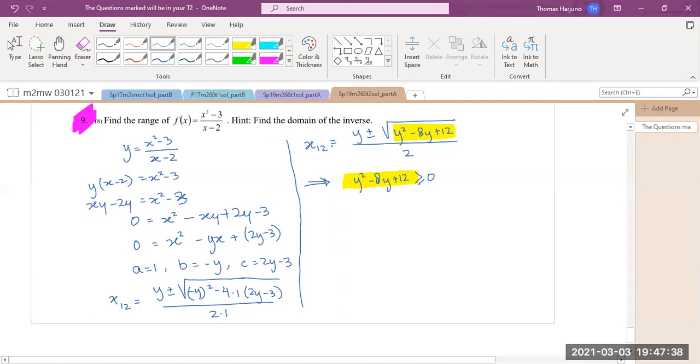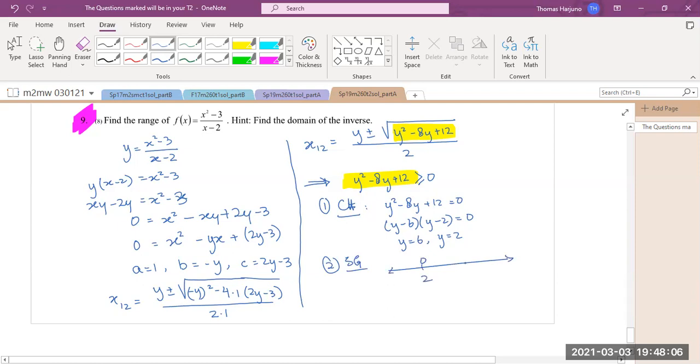How to solve a quadratic inequality now. Step 1, critical numbers. Long time no see. Factor whenever possible. Otherwise, we use other methods. So we get y equals 6, y equals 2. Next, we do the sign graph. y equals 2 gives me 0. y equals 6 gives me 0.